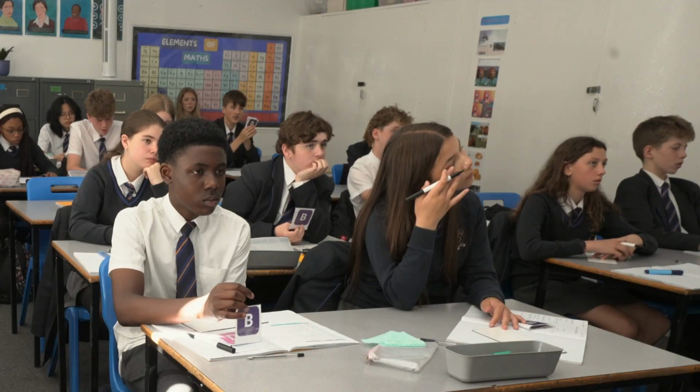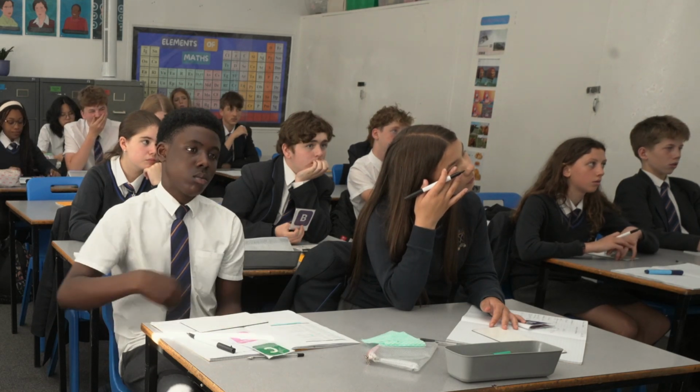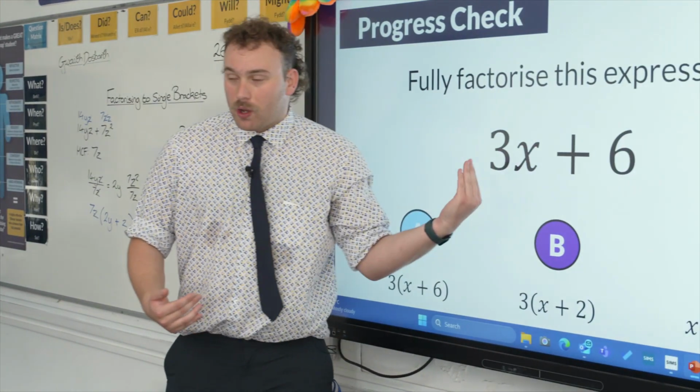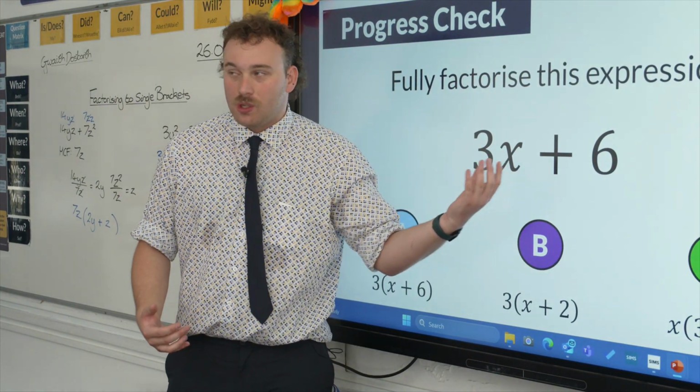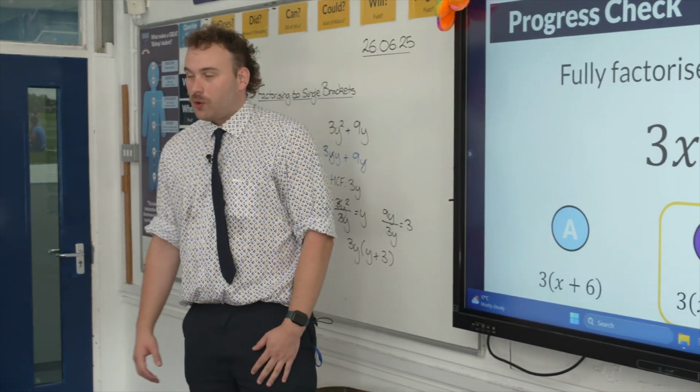Go on, Ethan, what do you reckon? Because the x is only on the 3 and not on the 6. Okay. We haven't got two algebraic terms here. So our highest common factor is just numerical. There is no algebraic term that we need to factorise out, okay? So 3x plus 2 is the correct one.